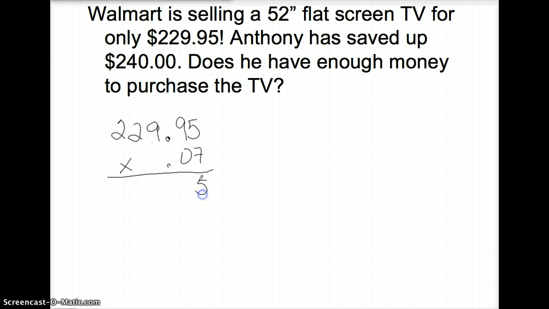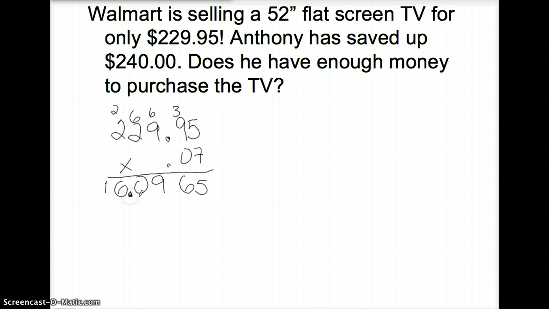5 times 7 is 35. 9 times 7 is 63, plus 3 is 66. 9 times 7 is 63, plus 6 is 69. 2 times 7 is 14, plus 6 is 20. 2 times 7 is 14, plus 2 is 16. Count our decimal places. We have 1, 2, 3, 4. Count from the right, 1, 2, 3, 4.